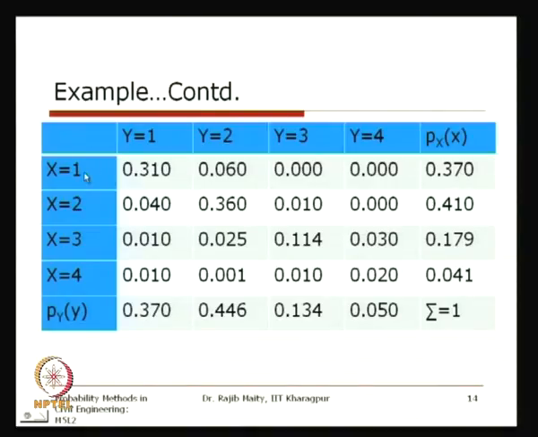So the probability of x equals 1 is nothing but the summation of 4 events: x equals 1 and y equals 1, plus x equals 1 and y equals 2, plus x equals 1 and y equals 3, plus x equals 1 and y equals 4. That means these 4 probabilities have to be added up to get the probability that x equals 1. This is exactly what is done here.